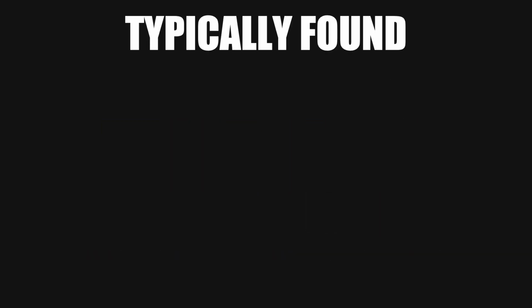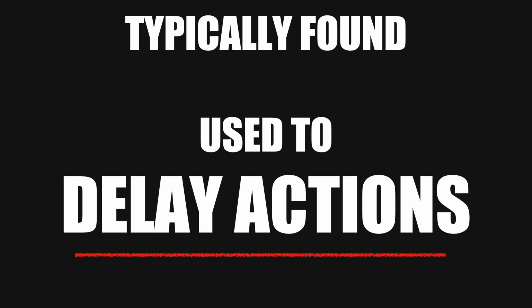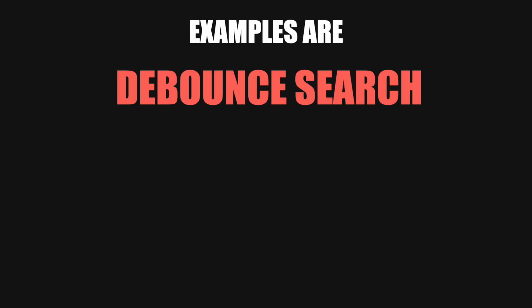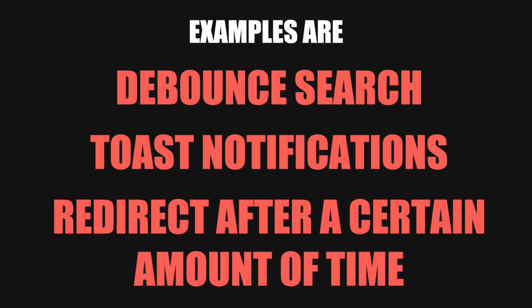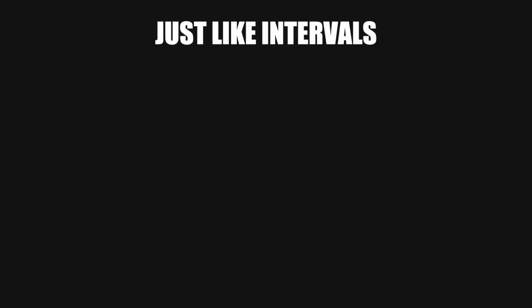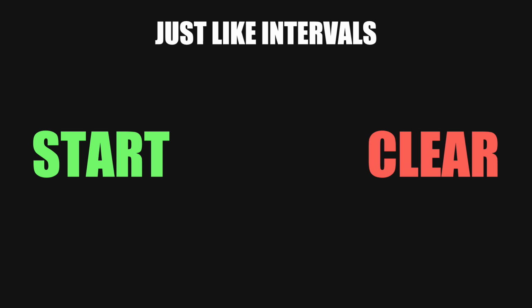Now, just as important as intervals are timeouts. You would typically find timeouts being used to delay actions. Examples are to debounce search terms, or for toast notifications, or to redirect from pages after a certain amount of time. Just like intervals, we start a timeout and then we clear a timeout.